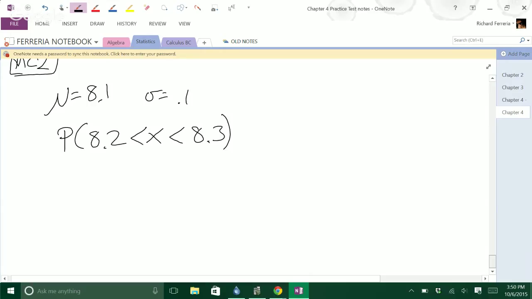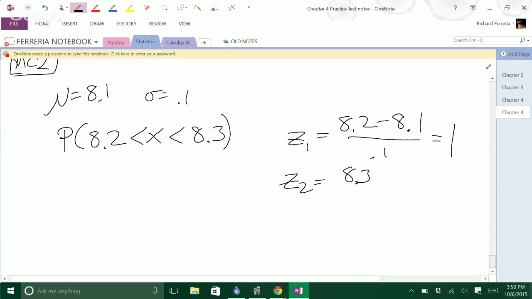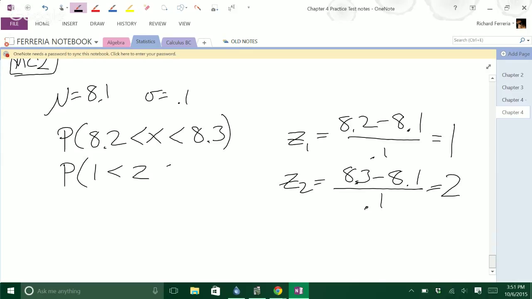Turn those into z-scores, of course. Z1, that's going to be 8.2 minus the mean of 8.1 over the standard deviation of 0.1. That gives you a z-score of 1. Z2 is going to be 8.3 minus the mean of 8.1 divided by the standard deviation of 0.1. That gives me a z-score of 2. So in other words, this is equivalent to saying what proportion underneath the standard normal curve is between 1 and 2 z-scores from the mean.